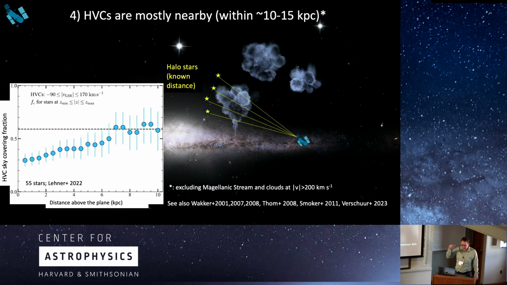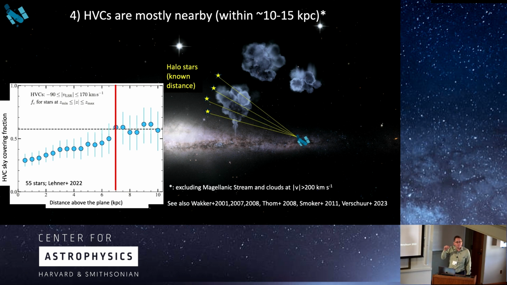But we can look at the covering fraction of the high-velocity clouds as a function of distance above the plane. So in this survey, there were 55 stars, and as you go up above the plane, the so-called z distance, what you notice is this covering fraction increases until you get to a certain point. And above that, the covering fraction levels off. That happens at about 7 kpc off the plane.